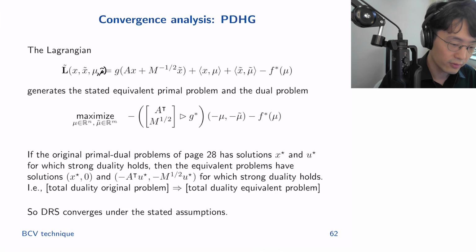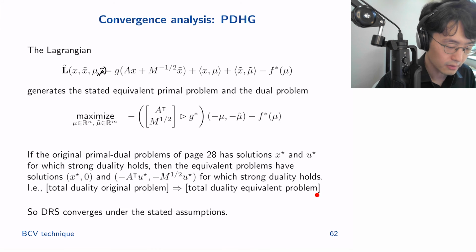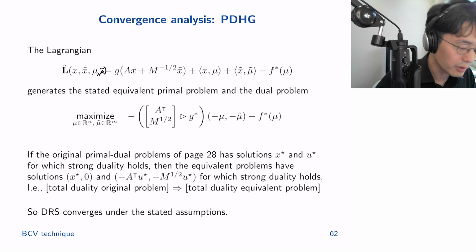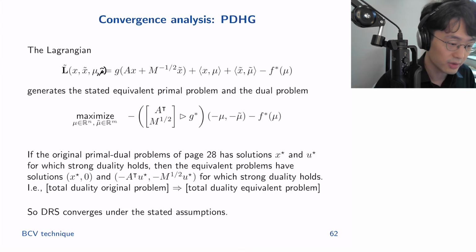And therefore, for the equivalent primal-dual problem pair, strong duality also holds. So again, this is the type of reasoning that we underwent when we were analyzing the convergence of ADMM. And the conclusion is that if strong duality holds for the original problem, then strong duality holds for the equivalent problem. So now it is safe for us to assume strong duality of the original problem and conclude that DRS converges for the equivalent problem under the stated assumptions regarding the step sizes and the regularity condition.